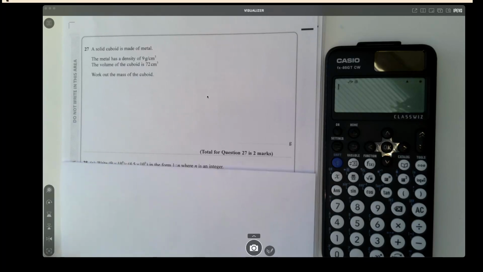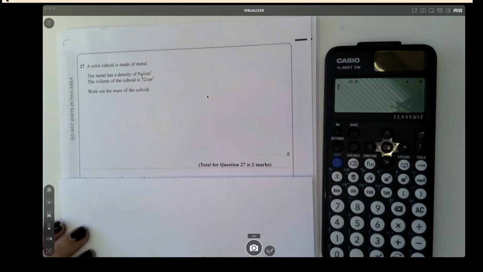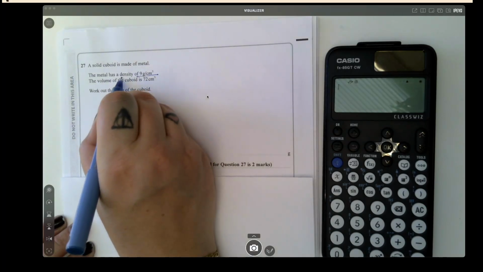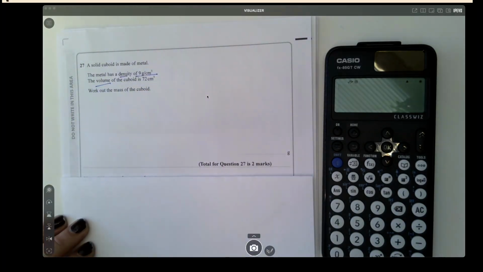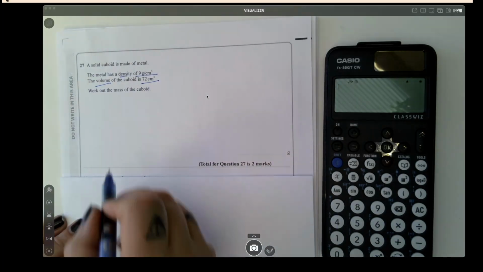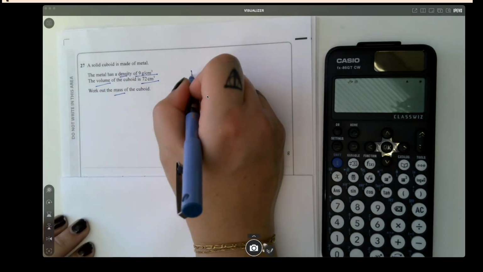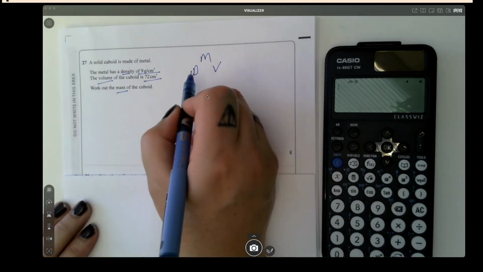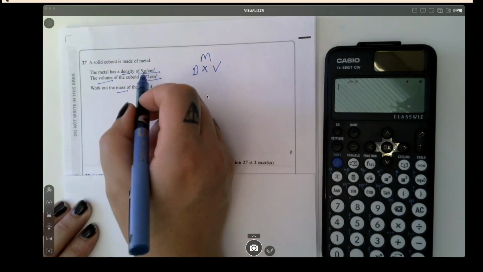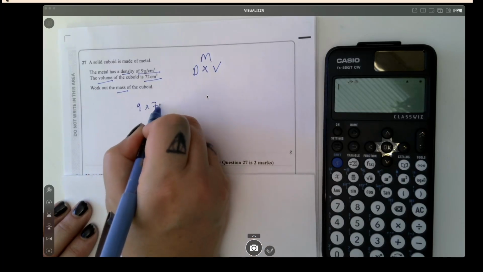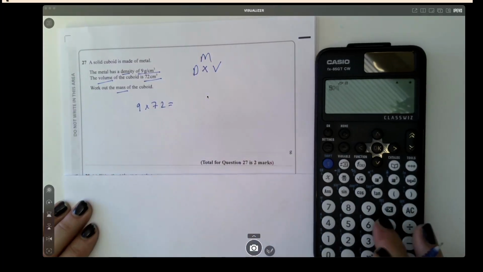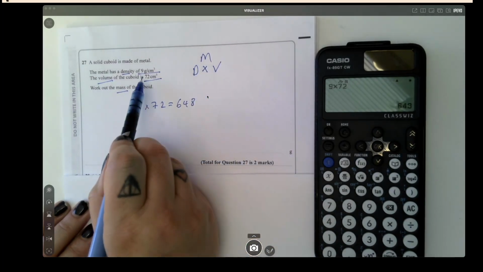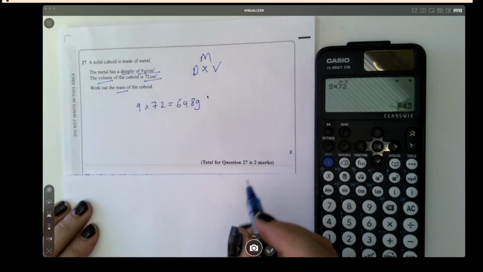Question 27. A solid cuboid is made of metal. The metal has a density of 9 grams per centimetre cubed and the volume of the cuboid is 72 centimetres cubed. Work out the mass. So density is the mass divided by the volume, but we want the mass, so we do density multiplied by the volume. So we're doing 9 multiplied by 72. So it's 648 grams because the density was in grams.